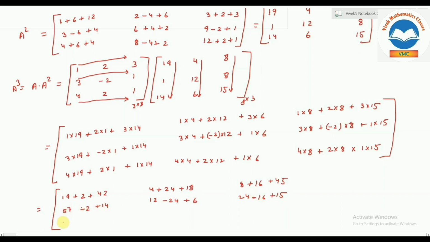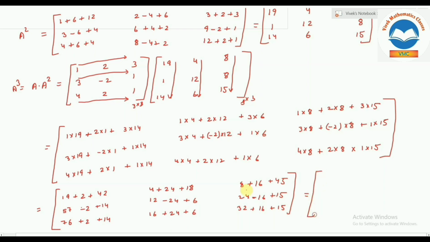What will be next? So 4 into 19, 76. Here plus 2 plus 14. Here what will we get? 16 plus 24 plus 6. Next will be 4 into 8, 32 plus 16 plus 15. So this you have to simplify, you will get the answer.